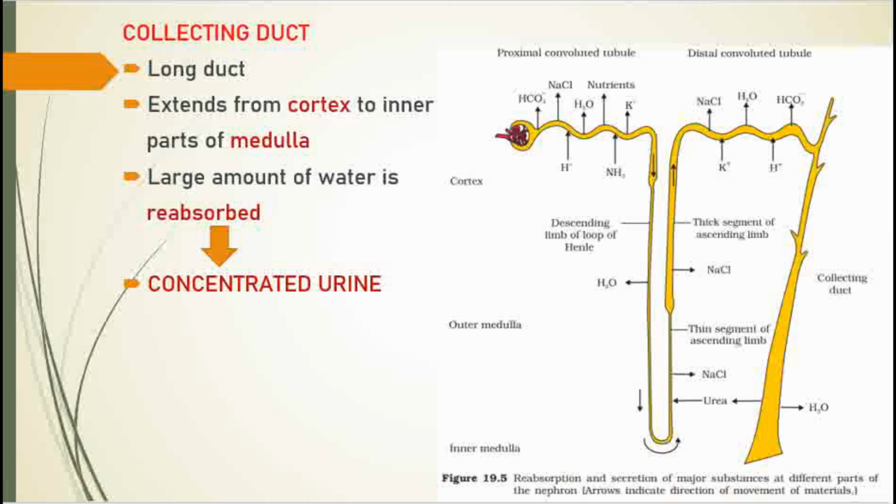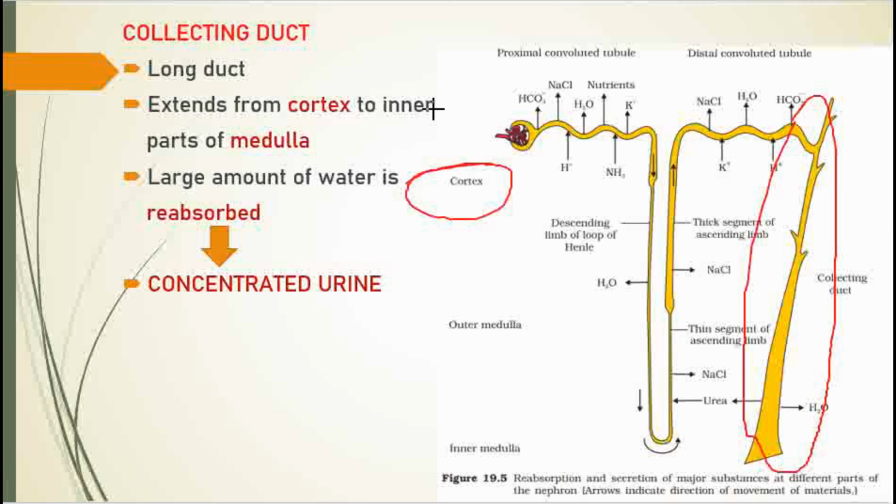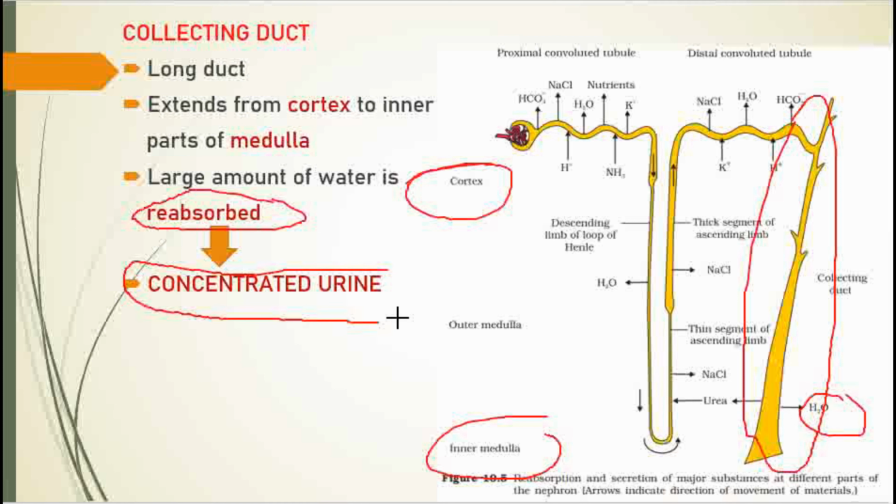So the collecting duct, as you can all see, is a long duct. It extends from the cortex region to the medulla, and this part goes up to the inner medulla. A large amount of water is reabsorbed in this collecting duct. So water is going out, you can see here. So you get a concentrated urine from this region. So next, let's see.